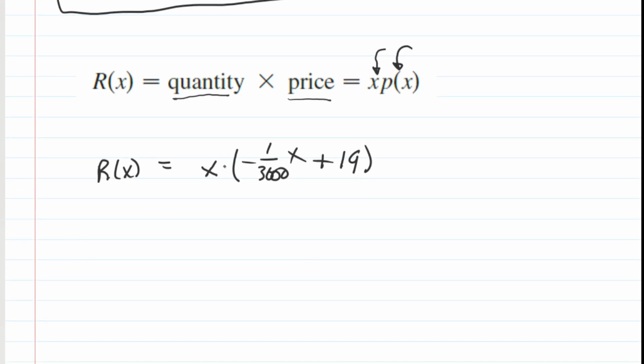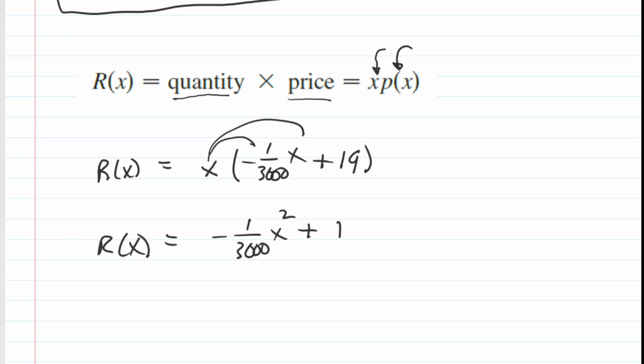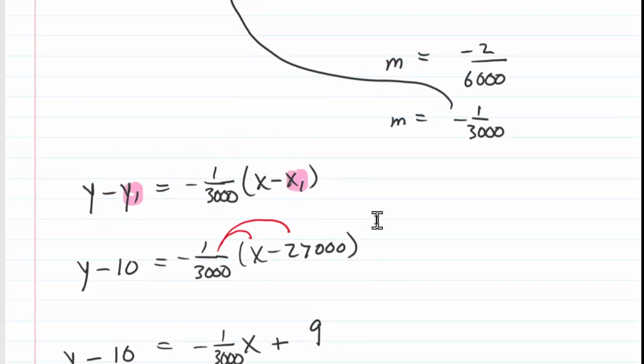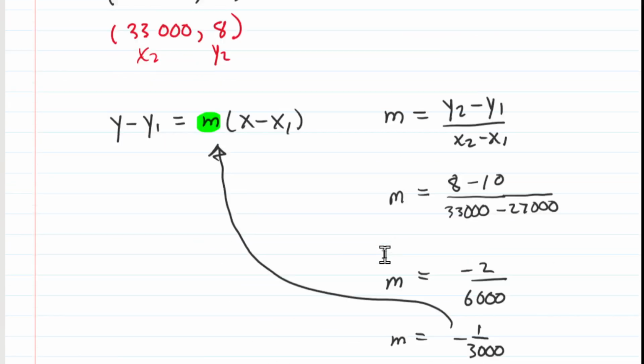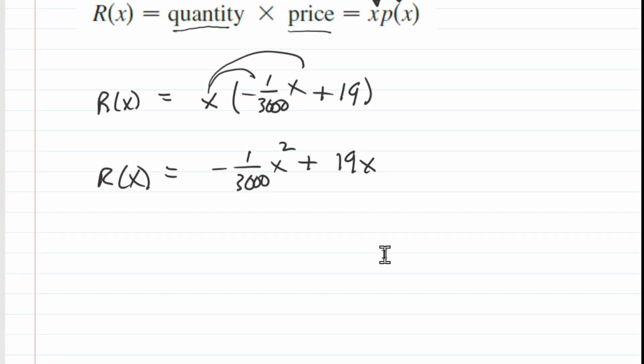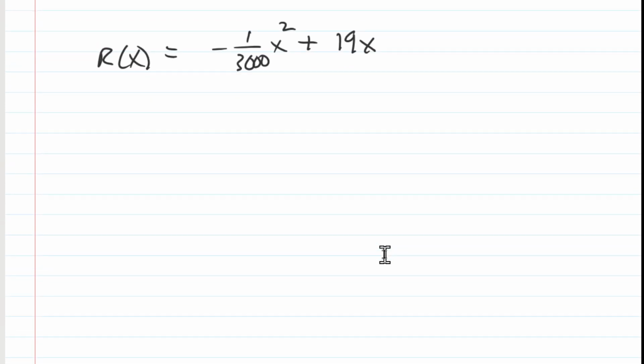So let's go ahead and distribute the x. That'll make our lives a little bit easier. Now we have r of x is equal to negative 1 over 3,000 x squared, plus 19x. So that would be the simplified revenue function. And again, in the question, we are looking for the ticket price that would maximize revenue. Any business typically would want to maximize the revenue coming in. That's what we're going to do with this function.